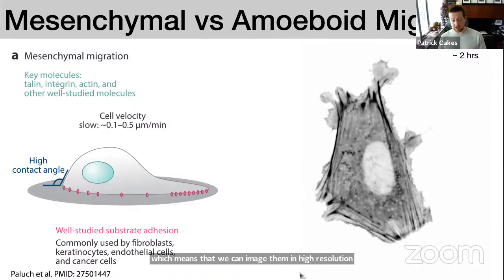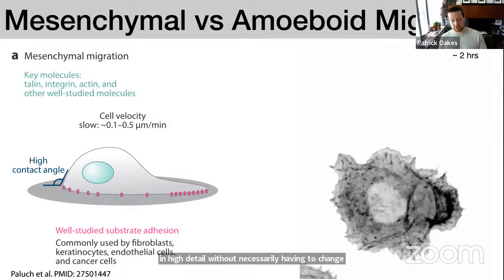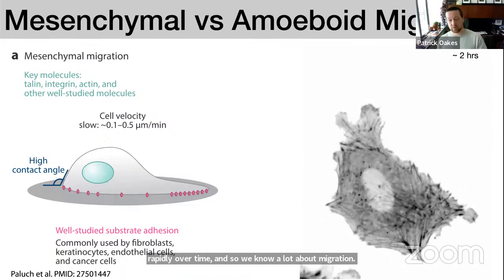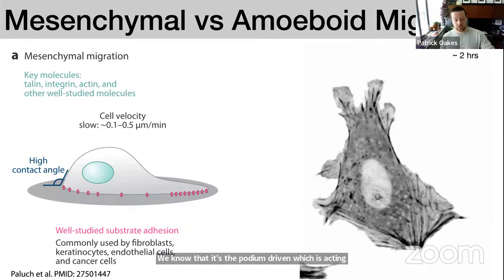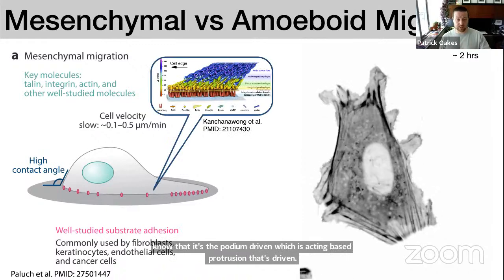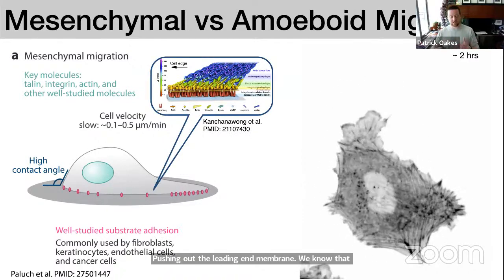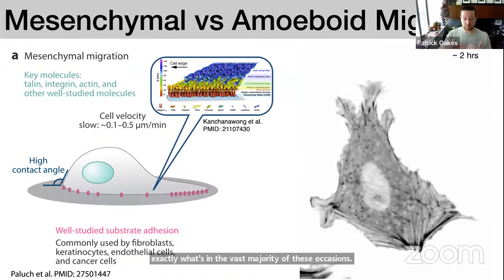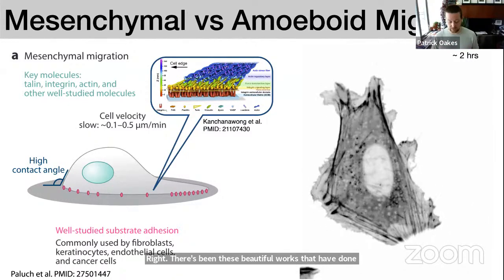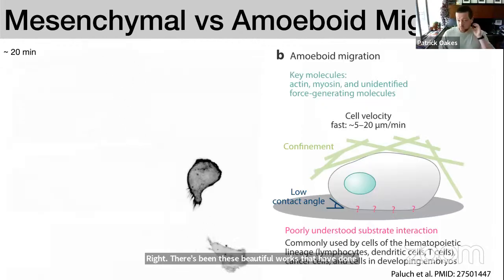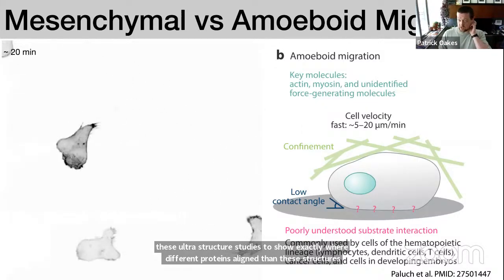And so we know a lot about migration. We know that it's lamellipodial driven, which is actin-based protrusion pushing out the leading membrane. We know that there are adhesions that form on the substrate, and we know exactly what's in the vast majority of these adhesions, right? There have been these beautiful works that have done ultrastructure studies to show exactly where different proteins align within these structures. In contrast, amoeboid migration is a much less understood area, right?